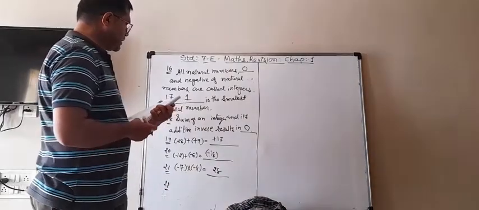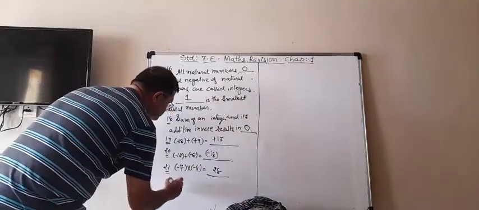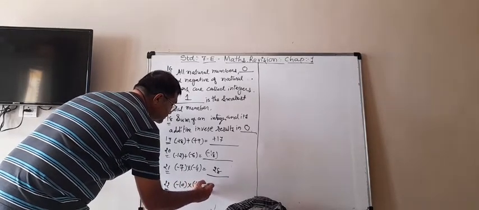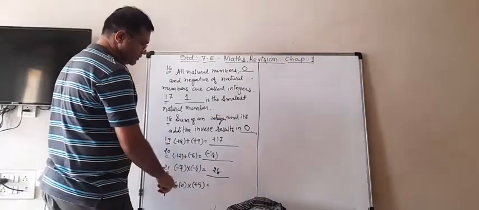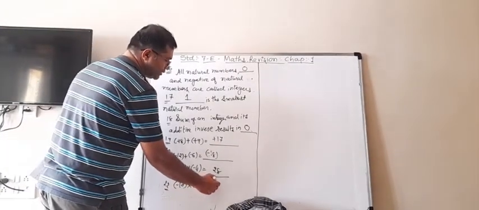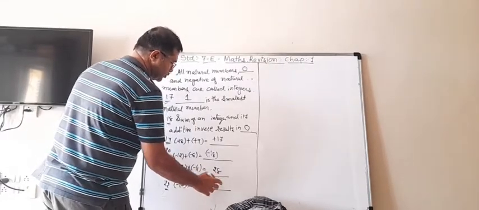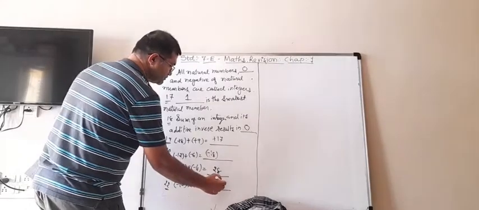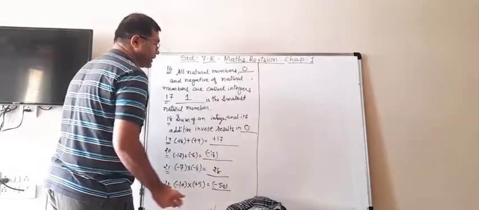22nd, minus 10 multiplied by plus 5. So here one is negative, one is positive. So the answer will be negative. Now we have to multiply them. 10 5s are 50. So the answer is minus 50.